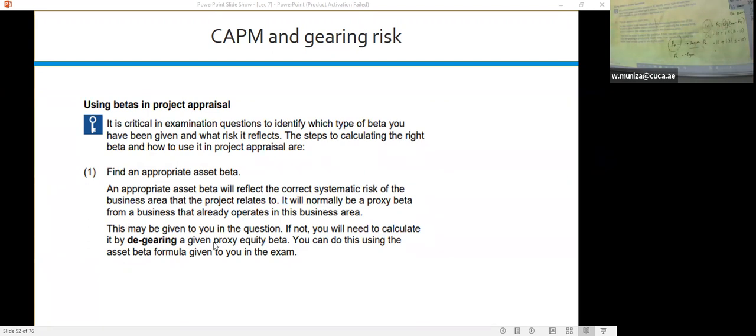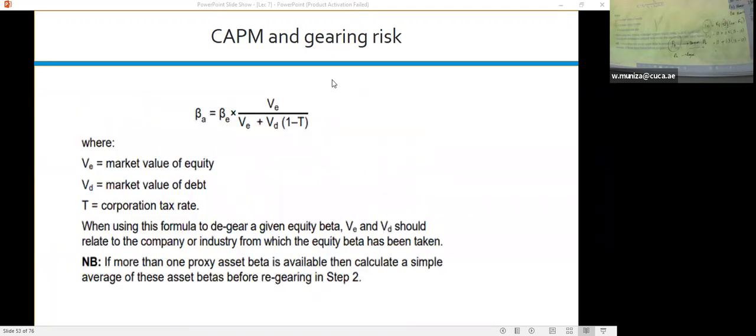So can you see the word de-gearing? First, you are going to de-gear. How? By using this formula. By de-gearing the data, we are calculating the asset beta. So what formula is going to be used? We are multiplying equity beta by the market value of equity, divided by the market value of equity plus the market value of debt times (1 minus t). This is what we use to de-gear the equity beta.